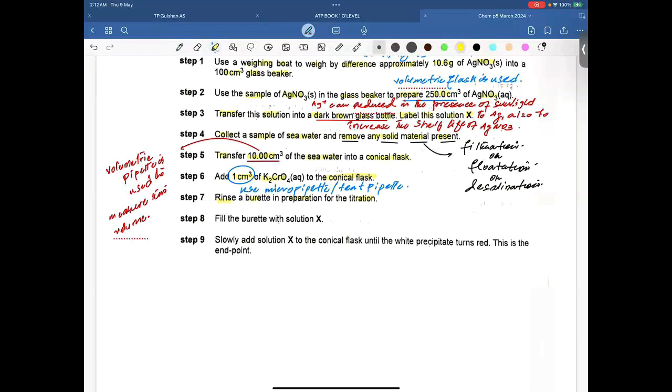And obviously, for titration, I need a 250 cm cube conical flask.